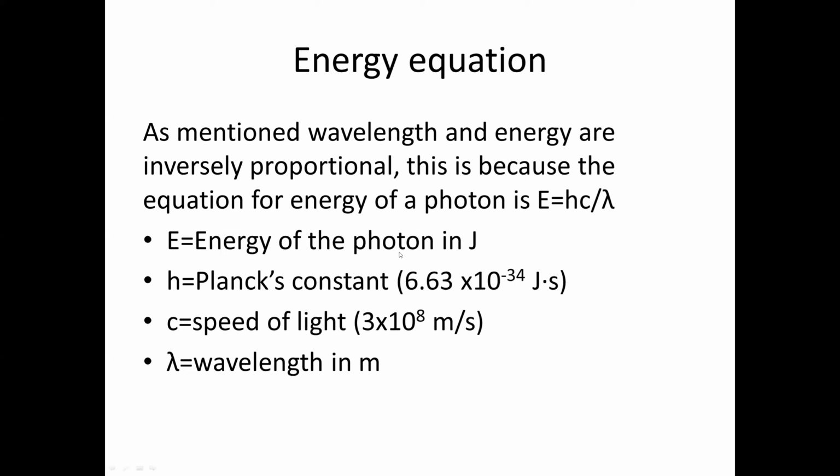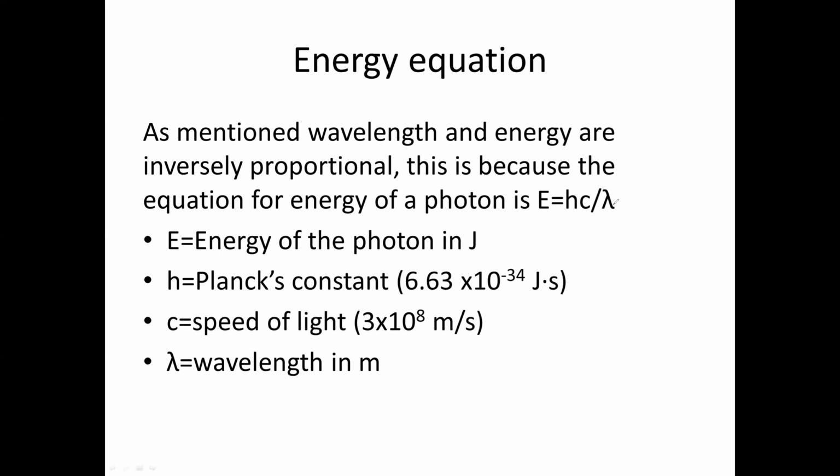Planck's constant, which you don't have to memorize, is h. You don't have to know this number. I'm just putting it on the screen. If they ever want you to use it, they'll put it in the question with the units as well, joules times seconds. Then you have the speed of light, which I mentioned is c, 3 times 10 to the 8th meters per second. And then lambda is wavelength in meters, right? And it's over lambda.